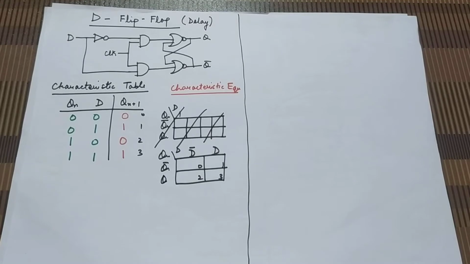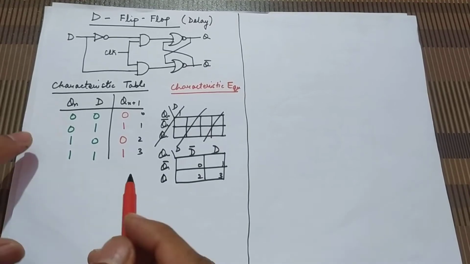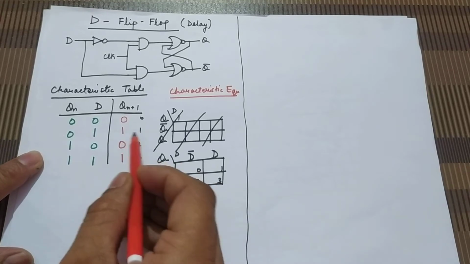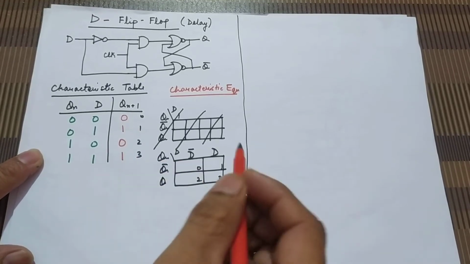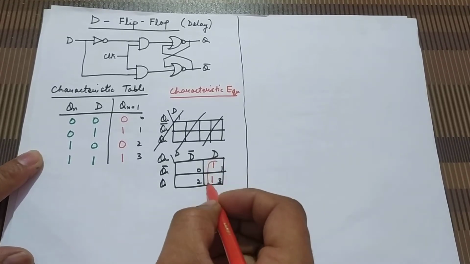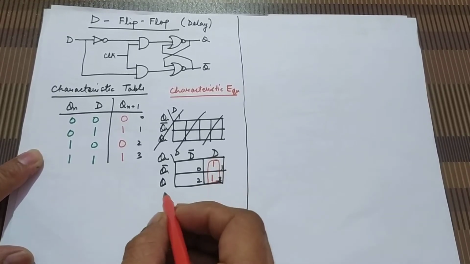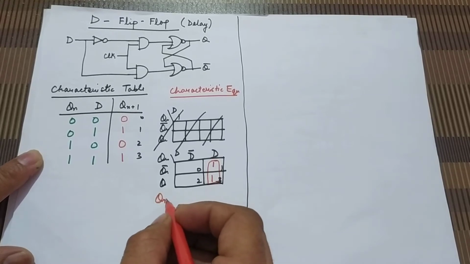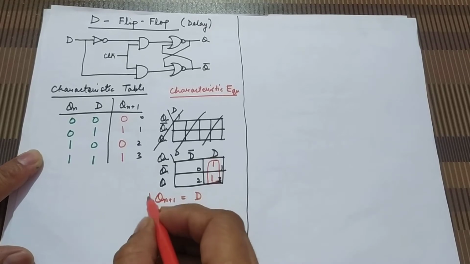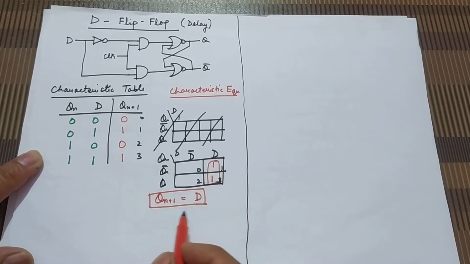Okay, so according to the numbers, at number 1 we are having 1, and at number 3 we are having again 1. So 1 and 1, we are having a pair. So we can say that Qn plus 1 will be D. Okay, so it proves that whatever be the input, the same will get the next state. Qn plus 1 is equal to D.